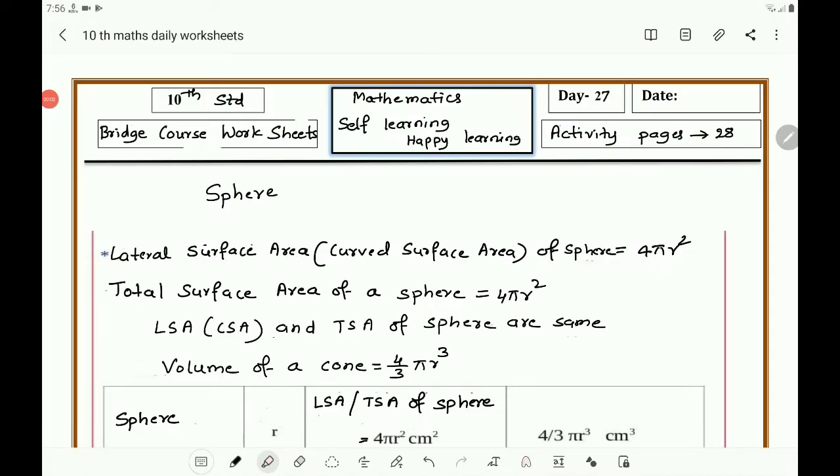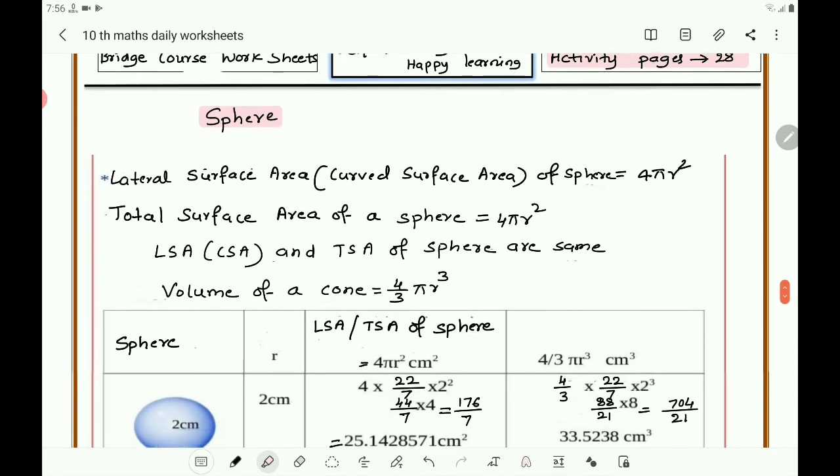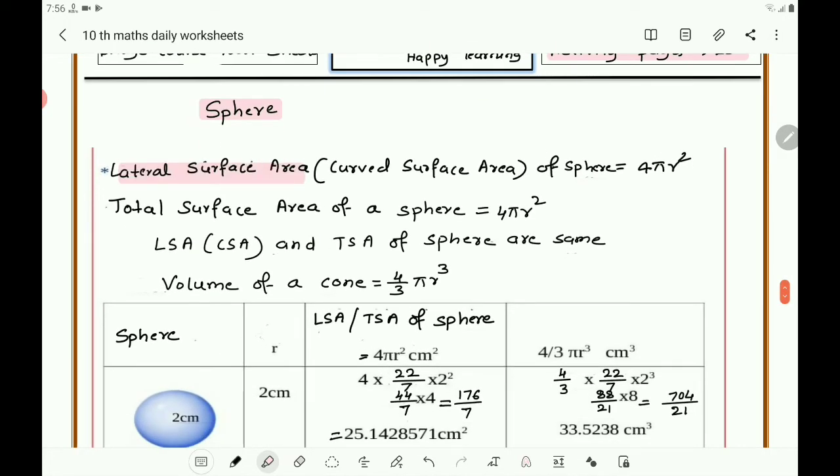Children, it is activity page 28 for day 27, and it is about the sphere. The lateral surface area of a sphere. You know that a sphere has only a curved surface area. Its lateral surface area is nothing but the curved surface area, and it is also the total surface area. Lateral surface area of a sphere is nothing but curved surface area of a sphere, and also it is the total surface area of a sphere.